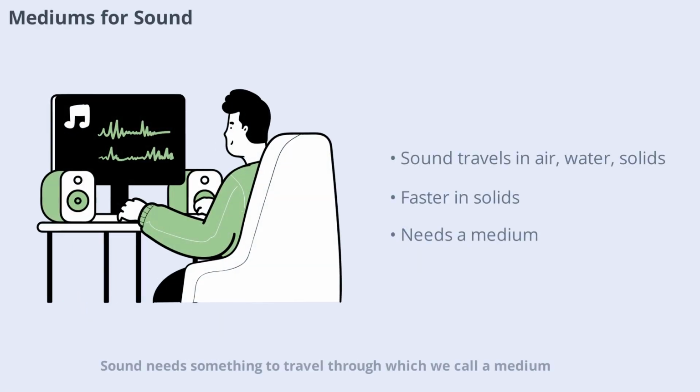Sound needs something to travel through, which we call a medium. The most common medium is air, but sound can also travel through liquids like water and solids like metal or wood. In fact, sound often travels faster in solids than in liquids, and faster in liquids than in gases. That's why you might hear a train coming by putting your ear to the track before you hear it in the air. The particles in solids are packed closer together, making it easier for vibrations to pass along.